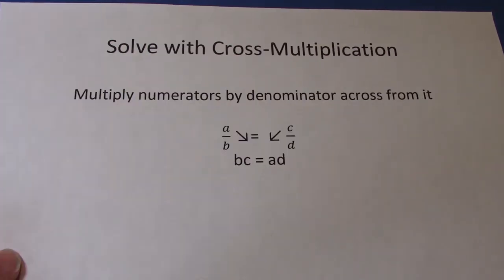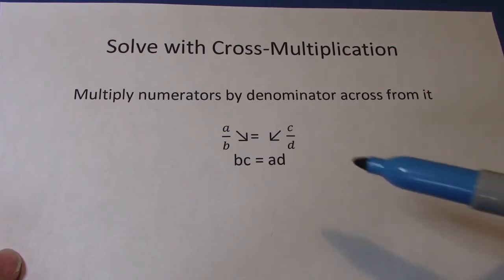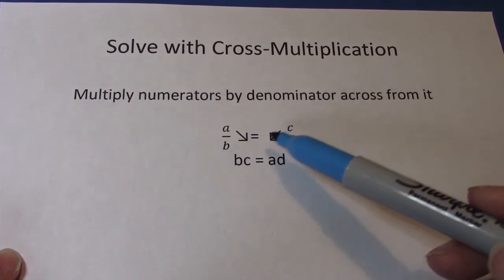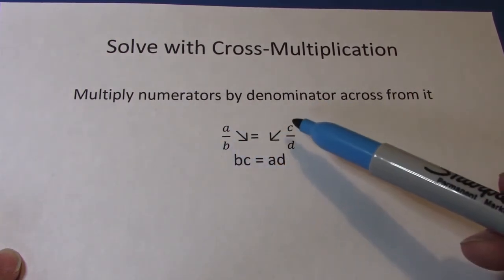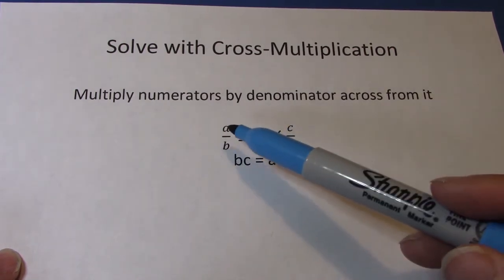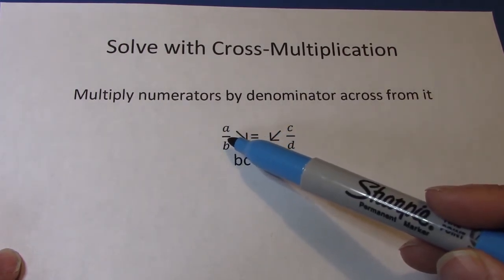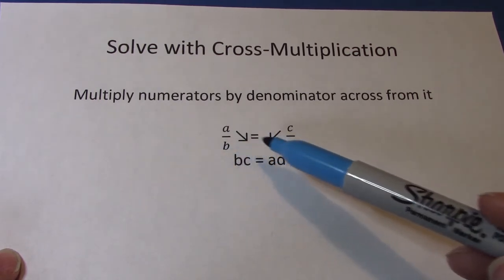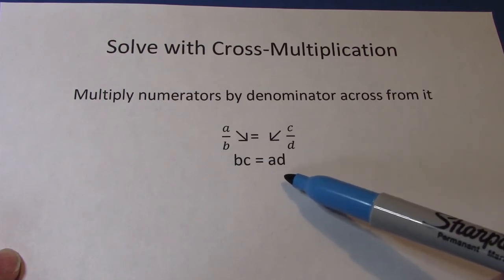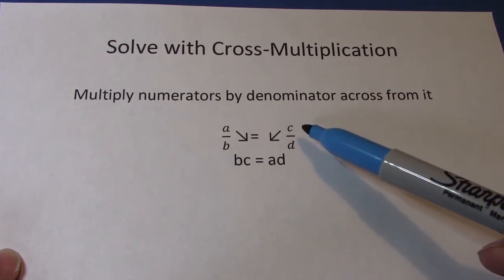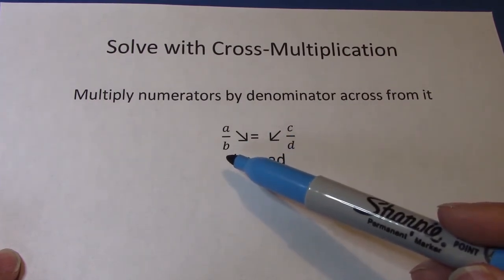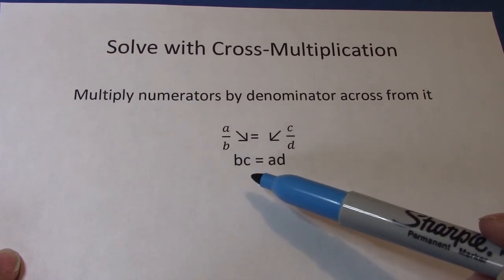To solve this type of equation, we use a process called cross multiplication. We'll multiply together the numerators by the denominators across from it, and that's what makes this sort of a cross sign, or cross multiplication. So we're going to multiply this A times this D, and we would get A times D. And we're going to multiply this numerator by this denominator, C times B. And we've written it in alphabetical order here, B, C.